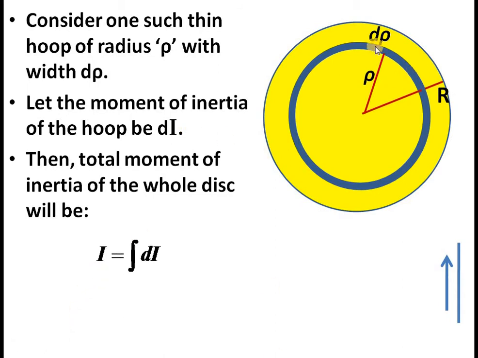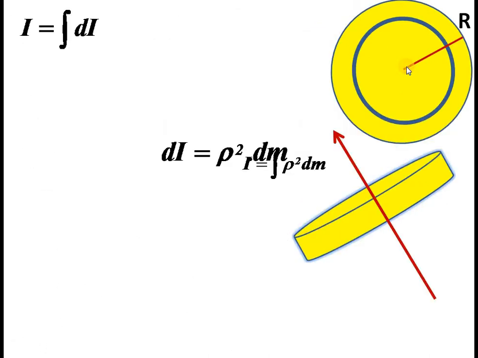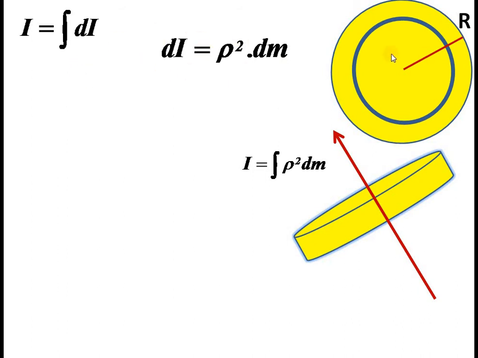So the total moment of inertia will be equal to the integral of dI. Now, what about this hoop? The area of this hoop will be its total length, 2 pi rho, multiplied by its width, that is d rho. Length into width gives you the area of this hoop. We also know that the moment of inertia of this ring will be equal to rho square times dm, the distance squared into the mass of this ring.